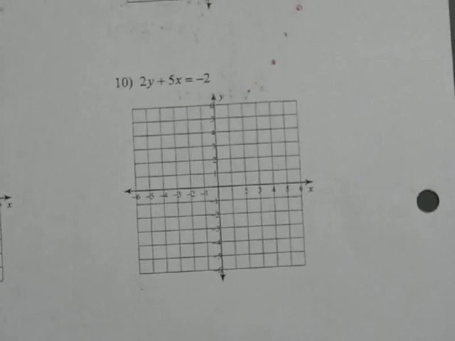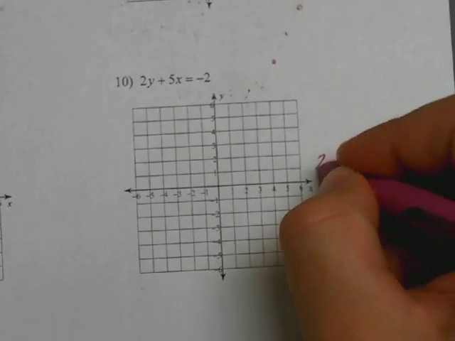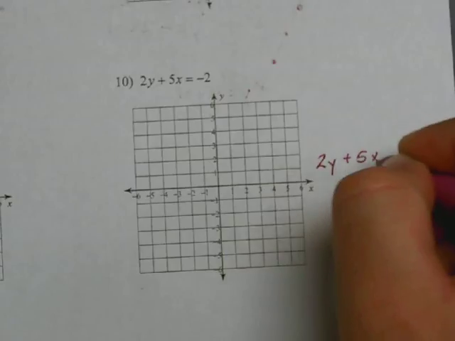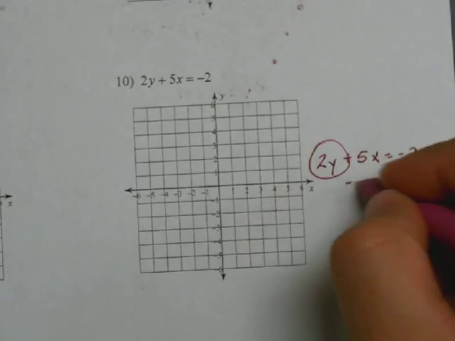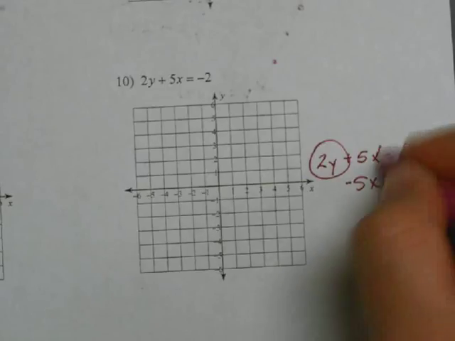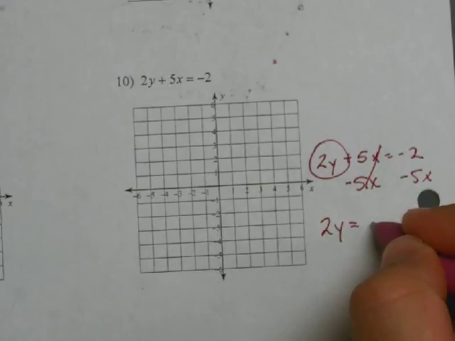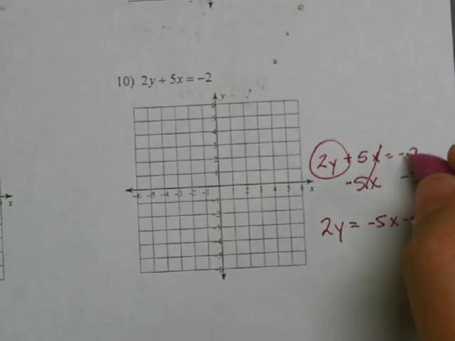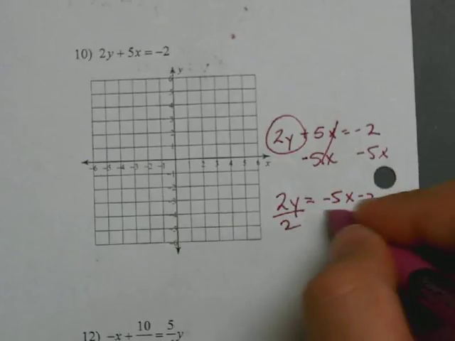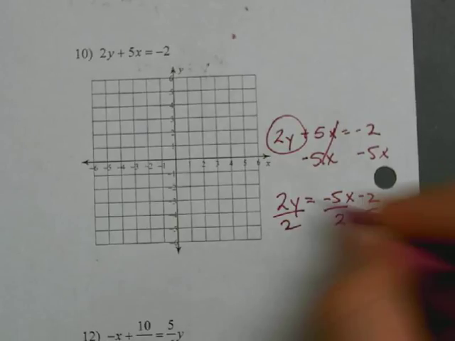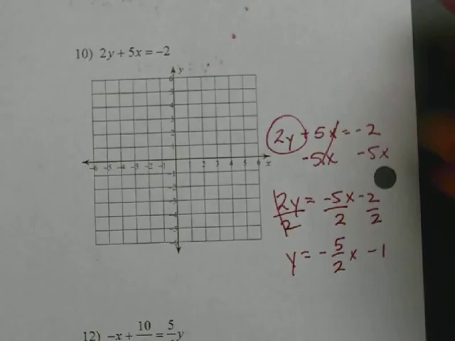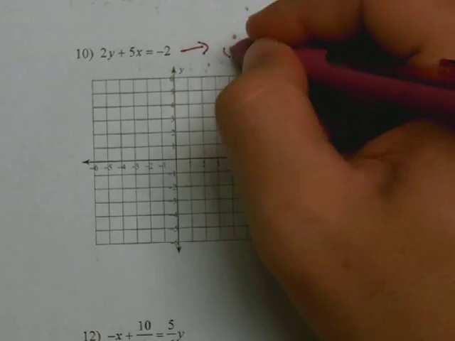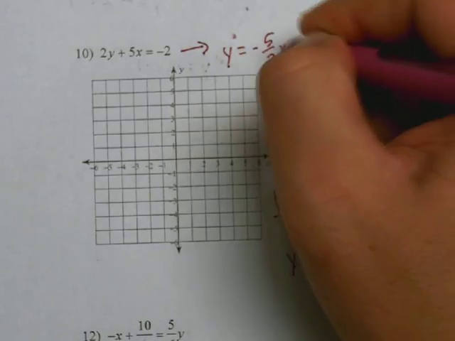So 2y plus 5x equals negative 2. I'm going to bring this down. 2y plus 5x equals negative 2. So I got my y on the left side, so I got to subtract that 5x to get it away from there. That cancels. I got 2y equals negative 5x minus 2. Instead of saying negative 2 minus 5x, I say negative 5x minus 2 to set it up for slope-intercept form. I divide everything by 2, and I get y equals negative 5 over 2x minus 1. So this was converted to y equals negative 5 over 2x minus 1.